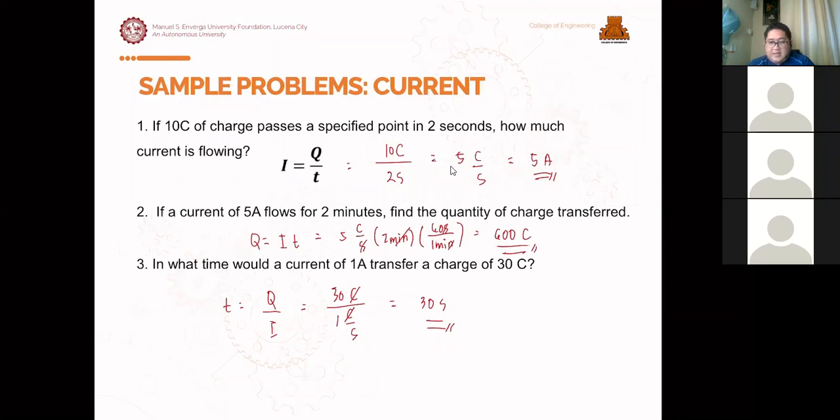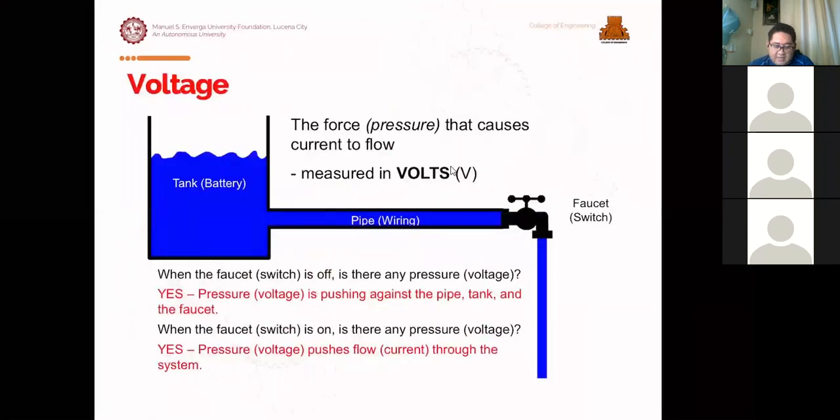Okay. Next, now we go to sa voltage natin or in symbol V. Okay? So, balik tayo dun sa idealization natin. Si V, si voltage, pwede natin siyang i-compare as yung pressure, no? Na nagkokontrol nung flow ng current natin.